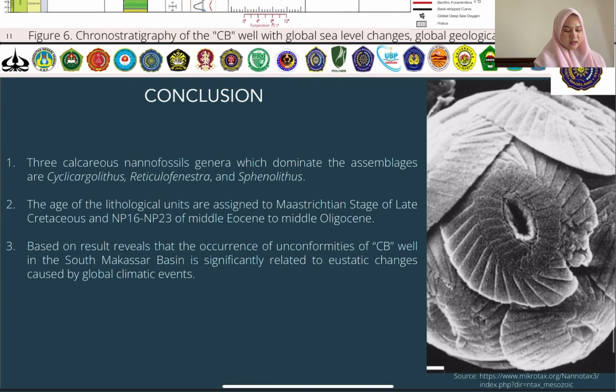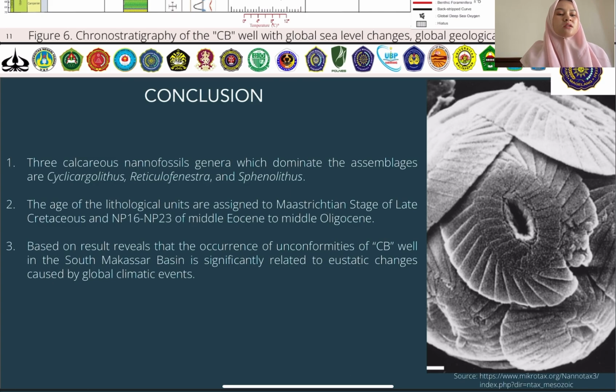Based on the result of the research, the problem in this research can be answered and concluded into 3 points. There are 3 calcareous nanofossil genera which dominate the assemblage: Cyclicargolithus, Reticulofenestra, and Sphenolithus. And then the age of the lithological units is assigned to the Maastrichtian stage of the late Cretaceous and NP16 to NP23 of Middle Eocene to Middle Oligocene.